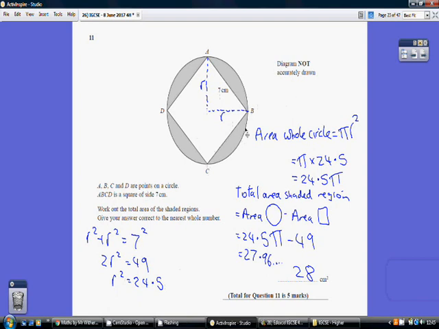And I'm just leaving that as 24.5 pi for now. Now I've been asked to work out the area of the total shaded region, so that's the circle take away the square. So that's 24.5 pi being the area of the whole circle, take away the area of the square, which is 7 7s are 49. That gives me 27.96 dot dot dot. So to the nearest whole number, that would be 28.